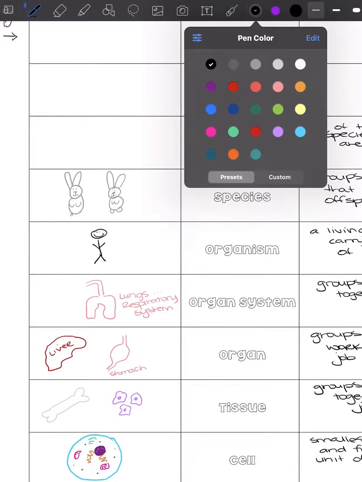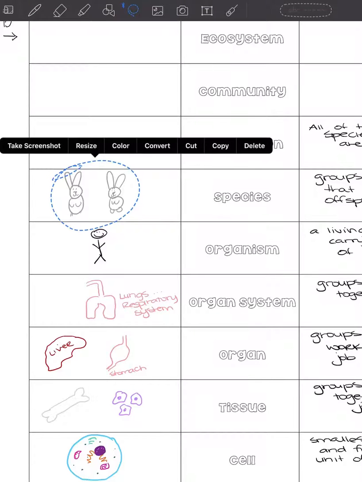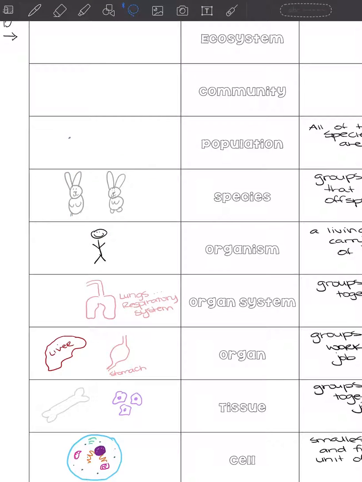Ooh, I know. I'm going to cheat here. Let's see. I'm going to copy and I'm going to paste these. Oh, look at that. Okay, great. Let's have all of the rabbits that I can get here. So many rabbits. Okay, whew, great.